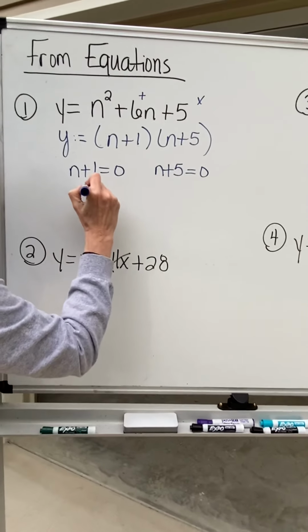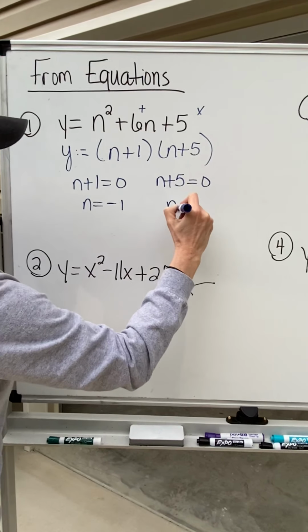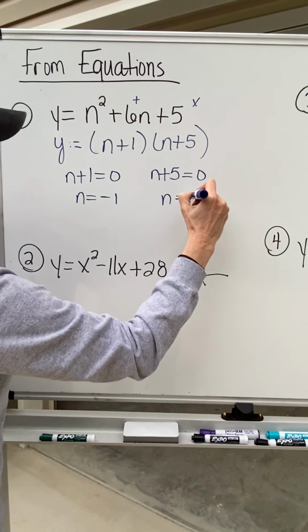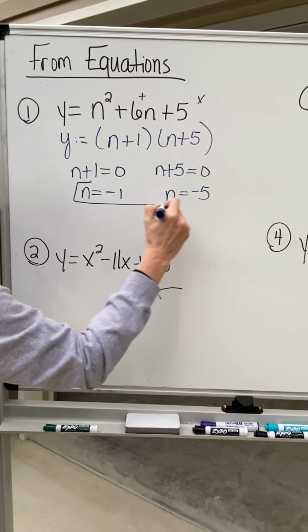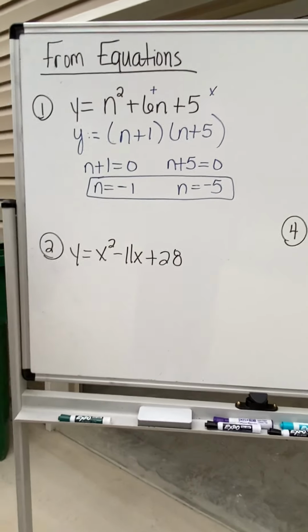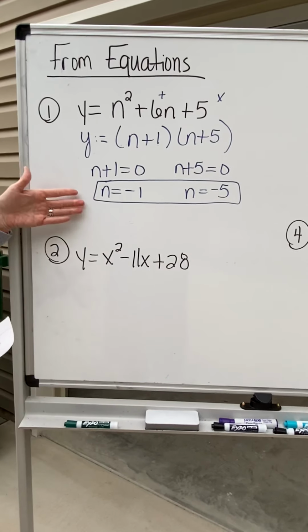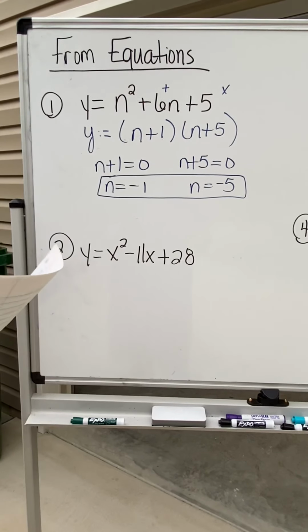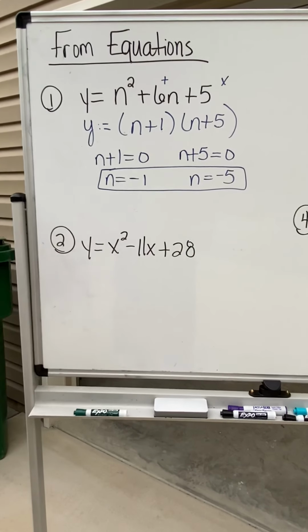So the n for this one, you would subtract 1 from both sides, is -1. And the n for this one, you would subtract 5 from both sides, would be -5. And so these are the x values for your x-intercepts. Now, if you actually recorded this as an ordered pair, that would be (-1, 0) and (-5, 0). That's the same intercepts that we had from the other problem.